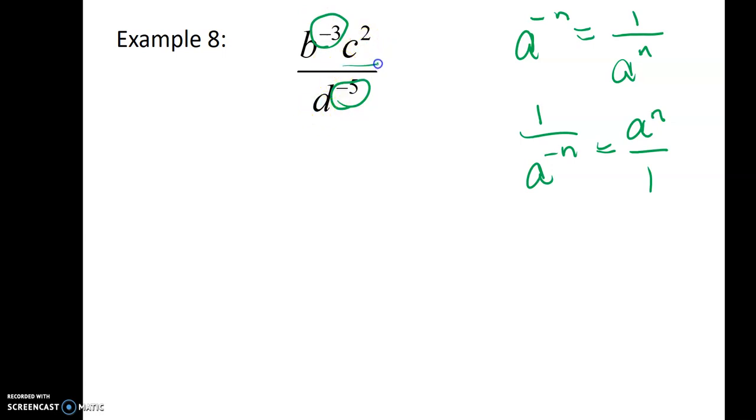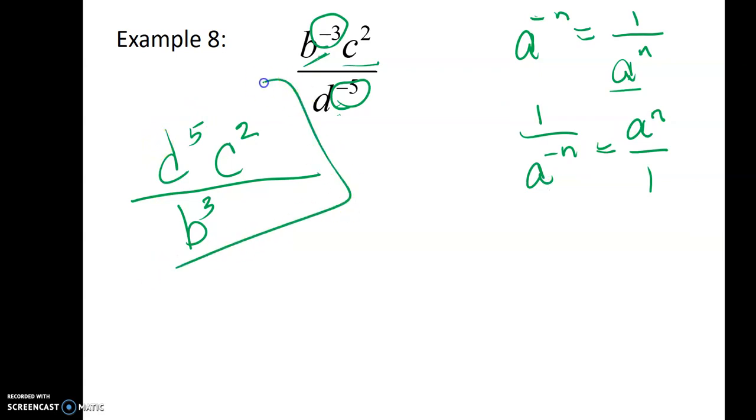Now, c is to the positive exponent, so it actually is going to stay where it's at. It doesn't have to move. I don't have any other c's to worry about collecting together. But this b to the third, because -3 is on the top, is going to move to the bottom. So b to the third is going to move to the bottom. The d to the -5th is on the bottom, so my rule says it moves to the top. So d to the 5th will move to the top. Final.